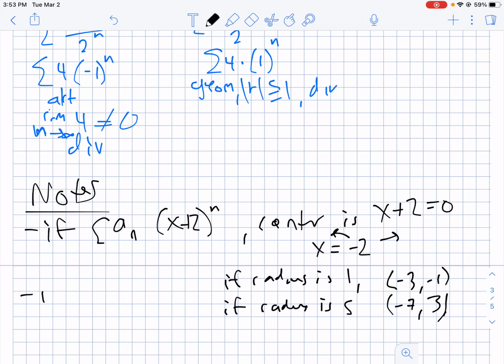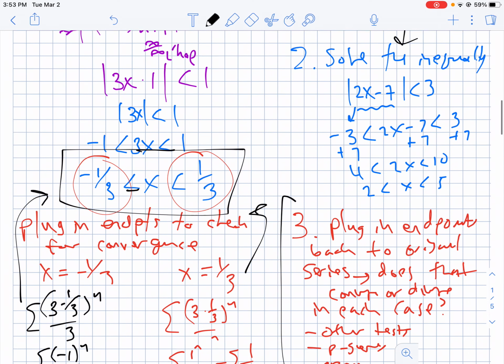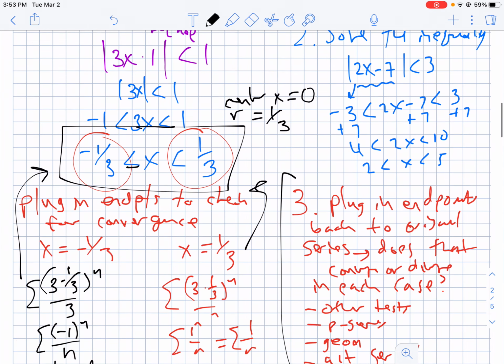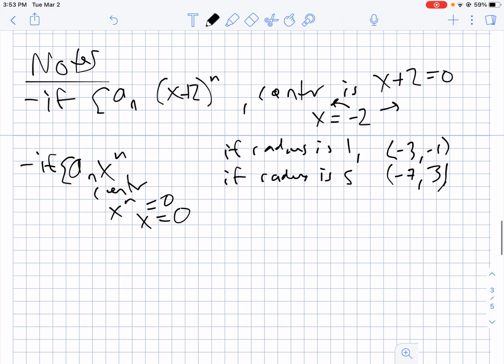And then obviously, if you have a sub n times x to the n, the center of this would be when x to the n equals 0, so when x equals 0. Thinking back to our first example here, this was centered at x equals 0. And then the difference from 0 to a third, that distance, that radius there, is just 1/3. The radius is never too difficult at all. It's just how far are you from the center to those endpoints. Okay, so that's what's going on there with the radius.